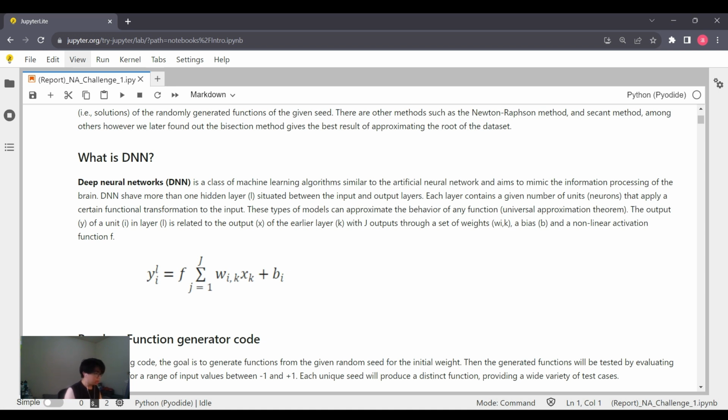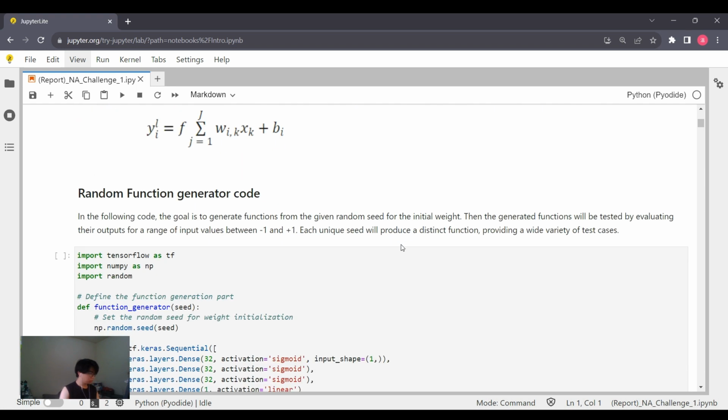The output y of the unit i in the layer L is related to the output x of the earlier layer k with j outputs through a set of weights and a bias and a non-linear activation function f. So we can see the formula in the notes here.